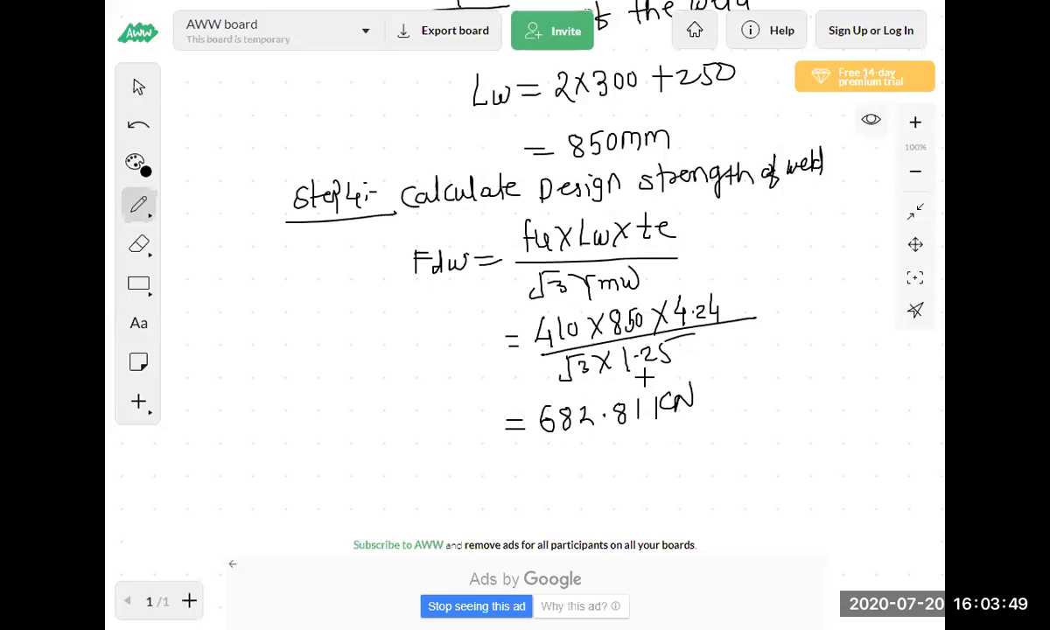How much welding we have done for this particular joint? So the strength of that joint is 682.81 kilonewton.